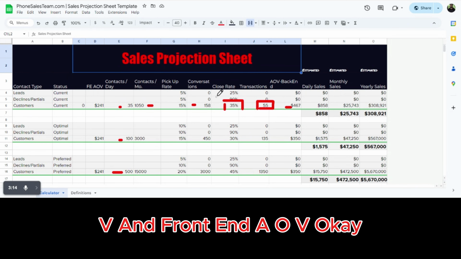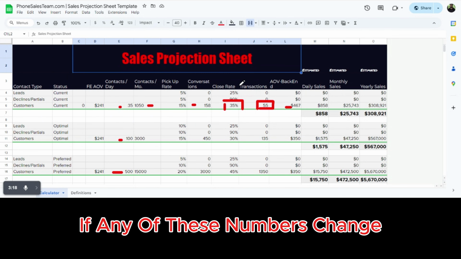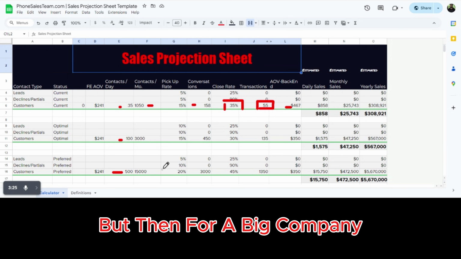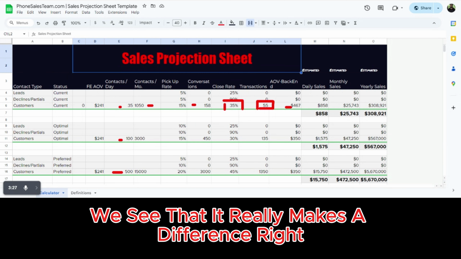That's making sure that we're staying on top of the important metrics: close rate, pickup rate, and obviously back end AOV and front end AOV. If any of these numbers change, obviously the final outcome is going to change. But for a big company, we see that it really makes a difference.